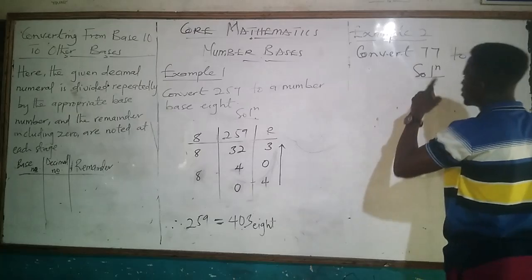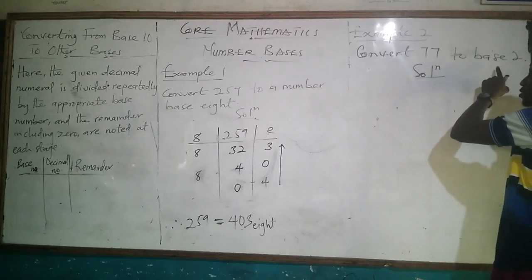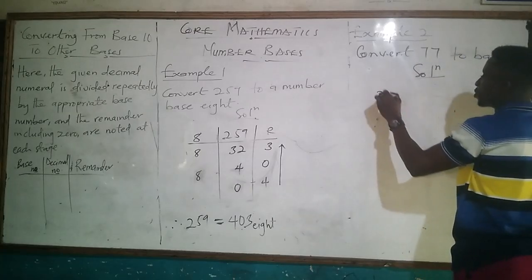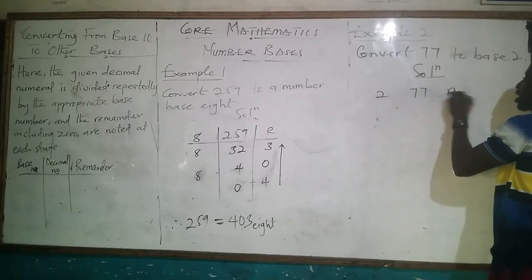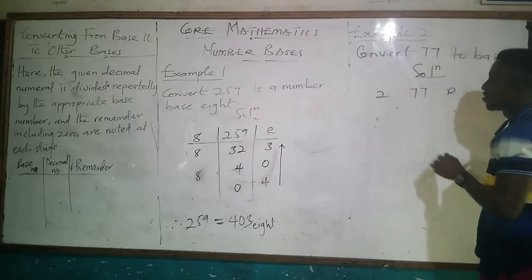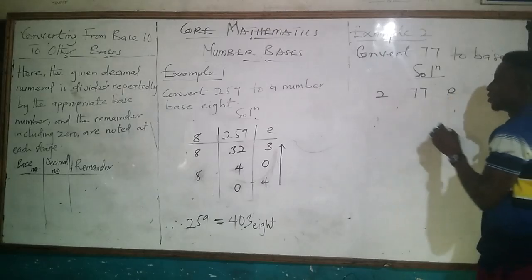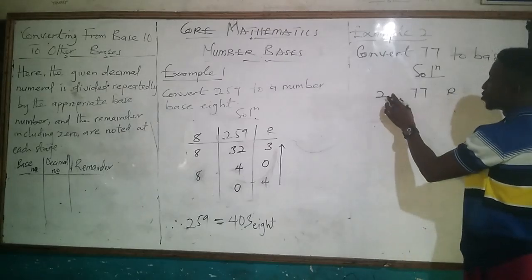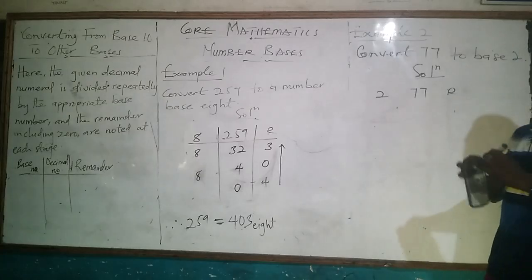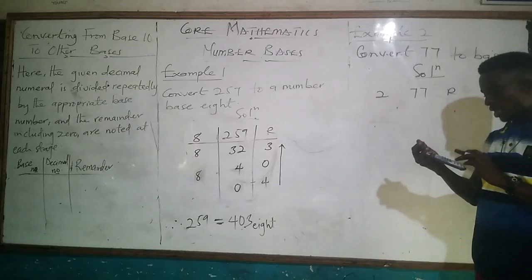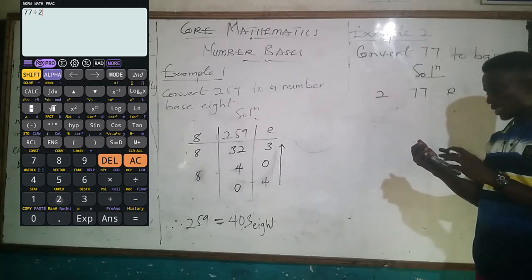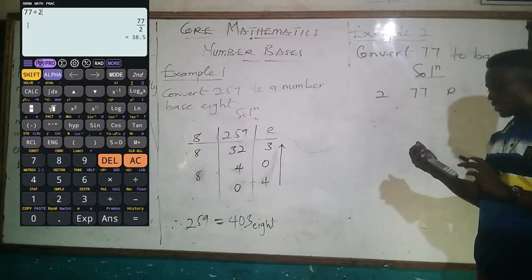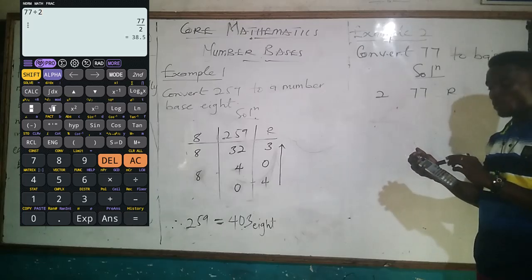So I will have the 77. We are converting to base 2. So I will have my 2, my 77, and my remainder. Is that getting that? Very nice one. So now I have 2 into 77. I don't know. So I put it on the calculator. 77 divided by 2. It is getting a fraction.